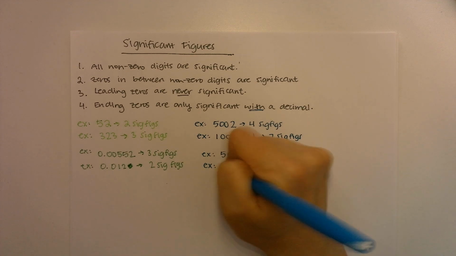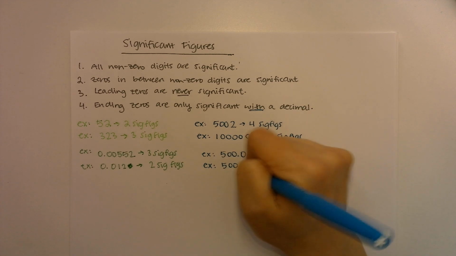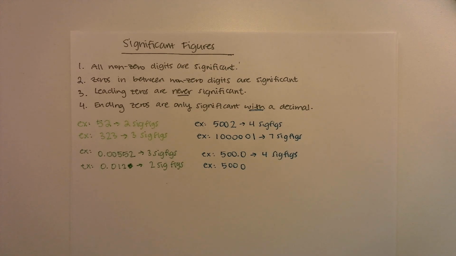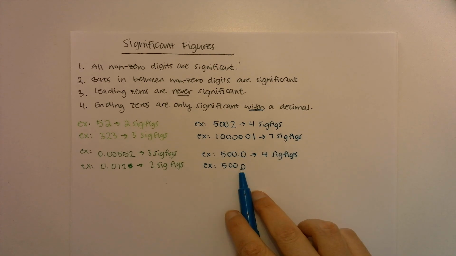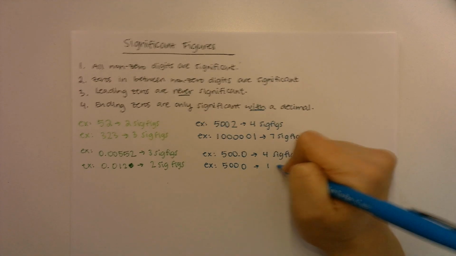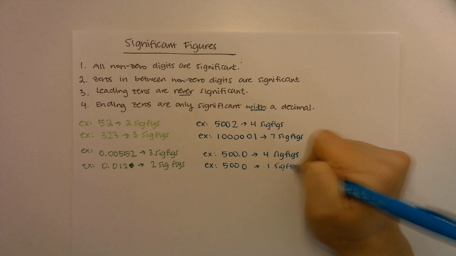However, if I get rid of that, I've written the same amount of digits, but I just removed that decimal point, these zeros don't count when there's not a decimal point. So I would only have 1 sig fig. So you've got to be careful there.